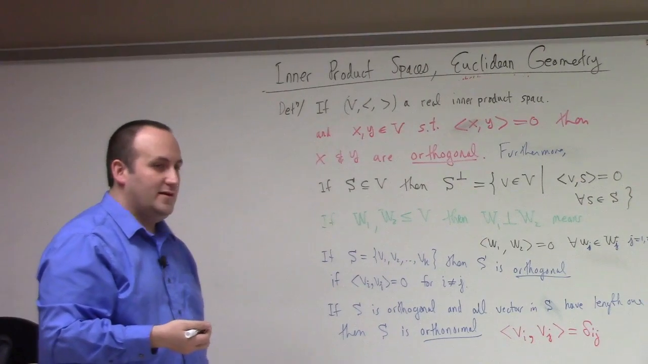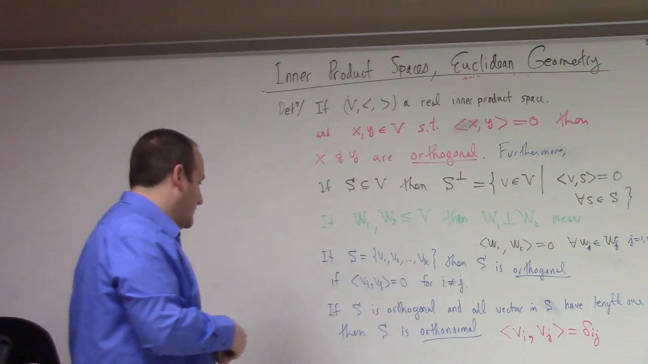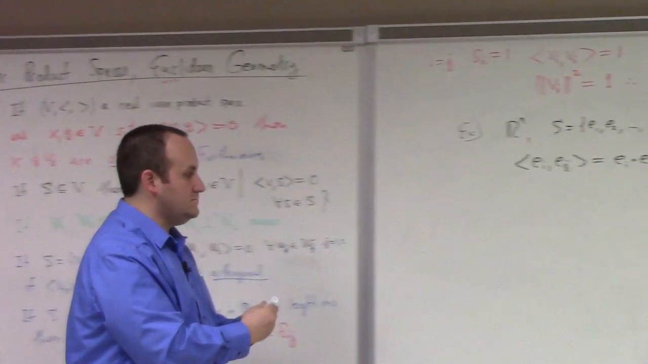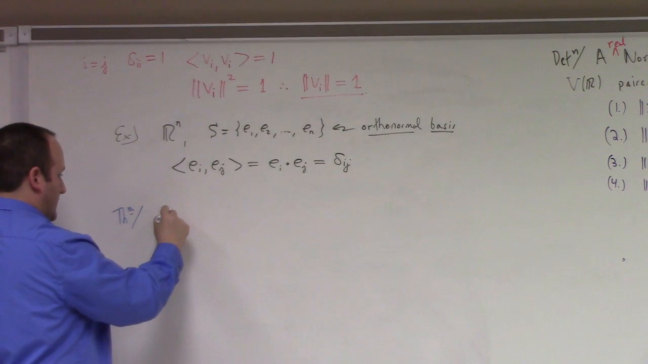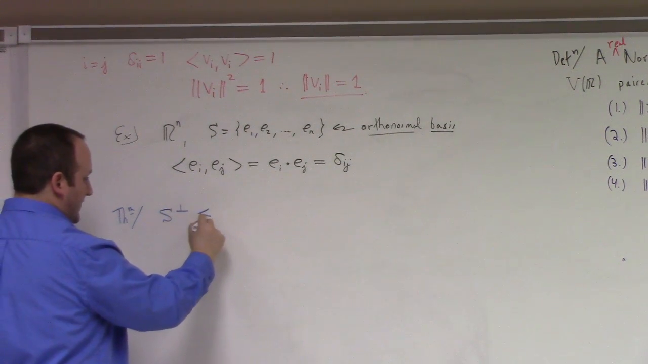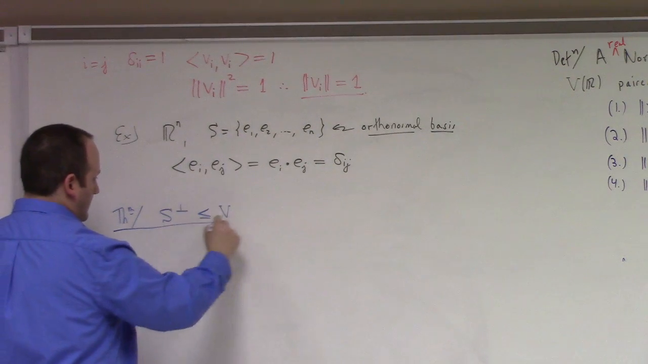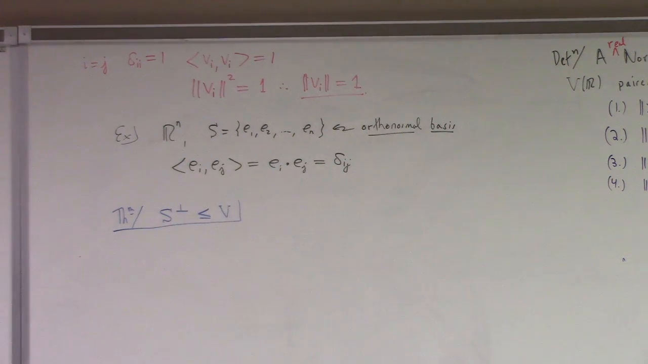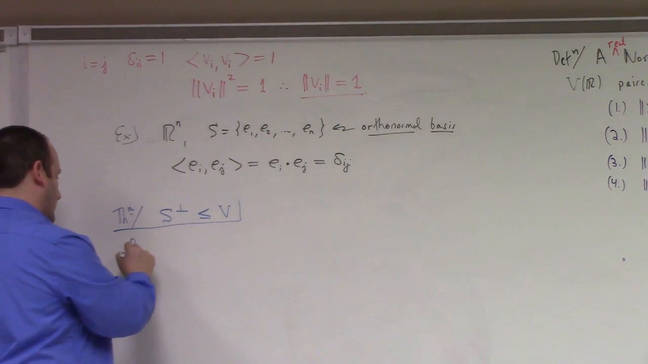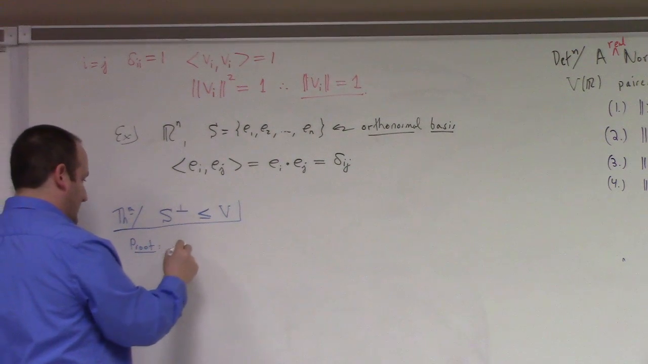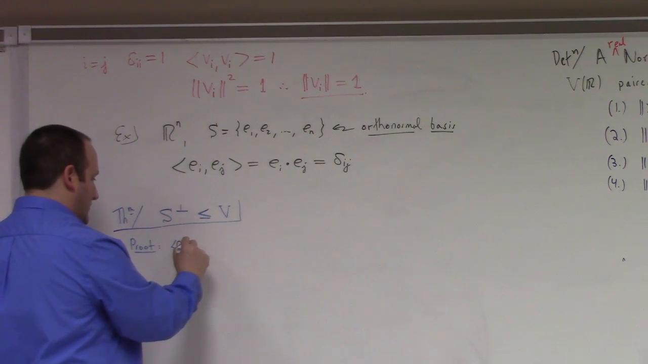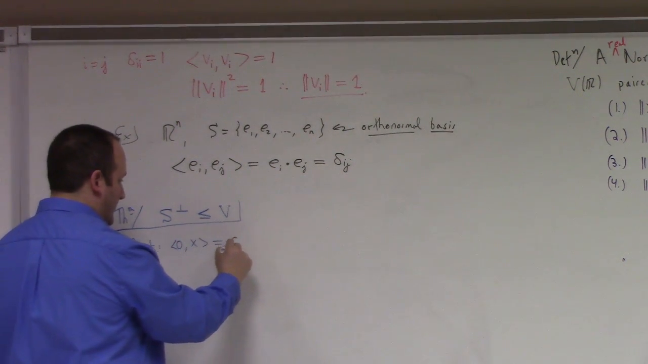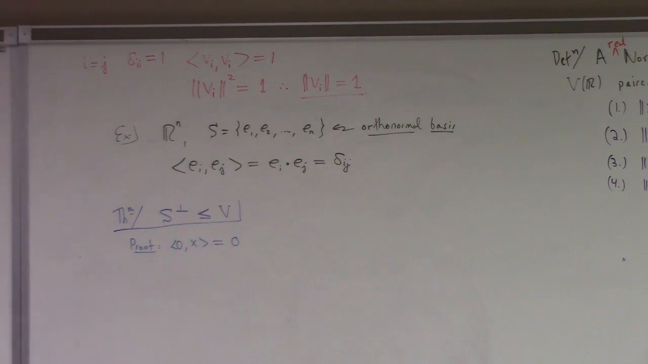Let's see here. So guys, what are some interesting theorems we can say here? Here's one. First of all, the perp of S is a subspace of V. Shall I prove it? Let's prove it. It's a subspace, right? All right. 0, right? Notice that the inner product of 0 with x is equal to 0. How can I prove that?